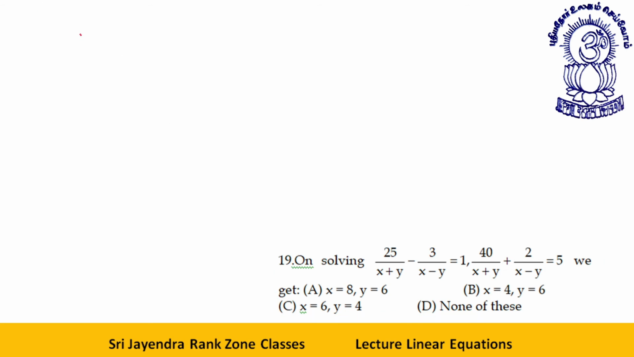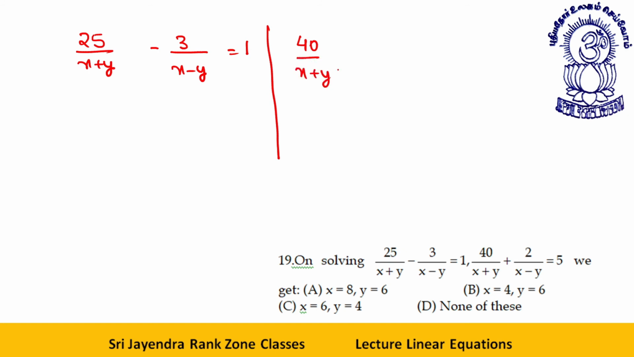On solving, 25 upon x plus y minus 3 upon x minus y is equal to 1. Second equation, 40 upon x plus y plus 2 upon x minus y is equal to 5. We are given four options. Either you can simplify it, or you can put the values.